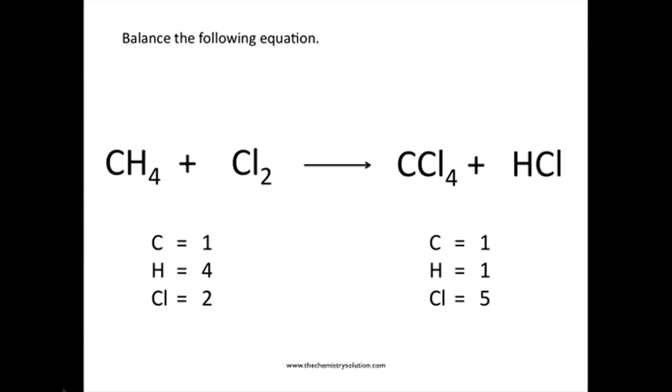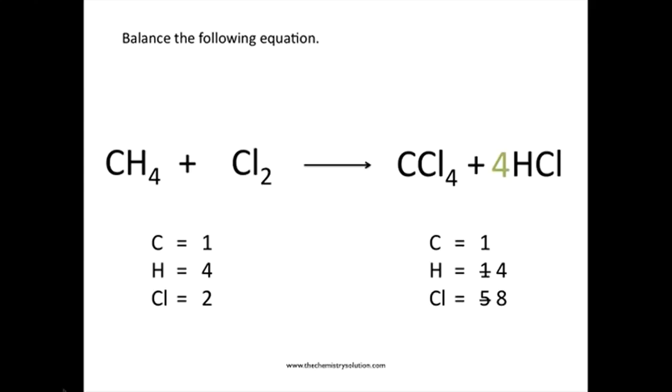In order to balance the number of hydrogens on the product side, we're going to want to put a 4 coefficient in front of HCl. Remember, we can only add coefficients, we can never change subscripts. Now if we count up the number of each type of atom we have on both sides, you'll see that we still have 1 carbon atom on both the reactant side and the product side, but now we have 4 hydrogen atoms on the reactant side and 4 hydrogen atoms on the product side.